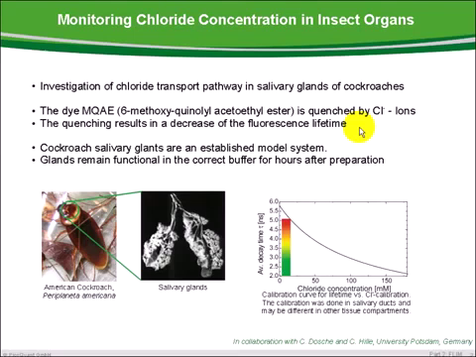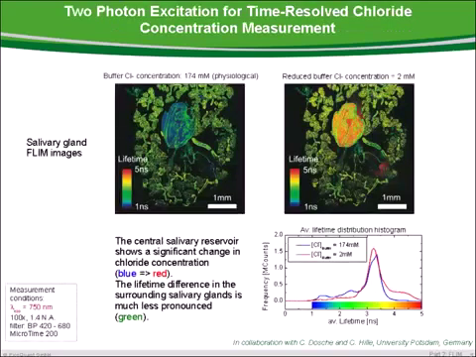We see here the calibration curve where the lifetime is plotted against the chloride concentration. It was measured in situ inside salivary ducts. We see a strong decrease of the fluorescence lifetime towards higher chloride concentrations. These two film images were recorded at different chloride concentrations inside the buffer surrounding the glands. The film measurements were performed with 2-photon excitation at 750 nanometer.